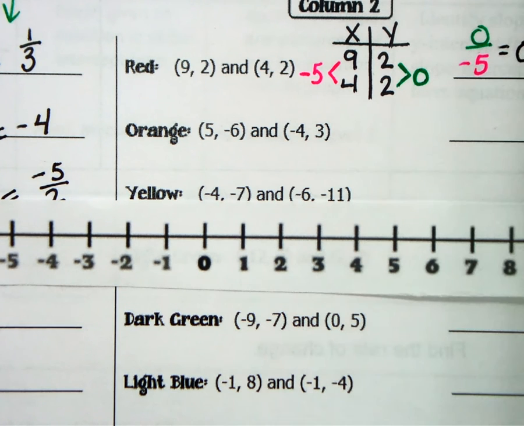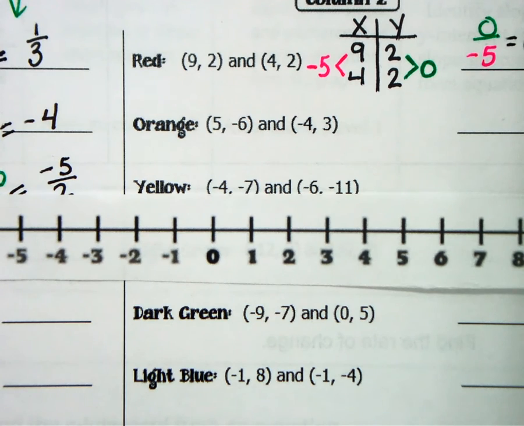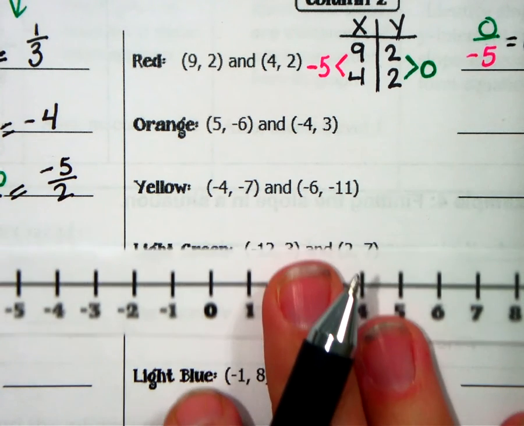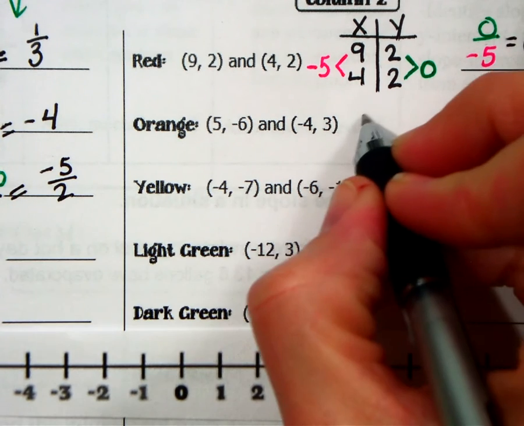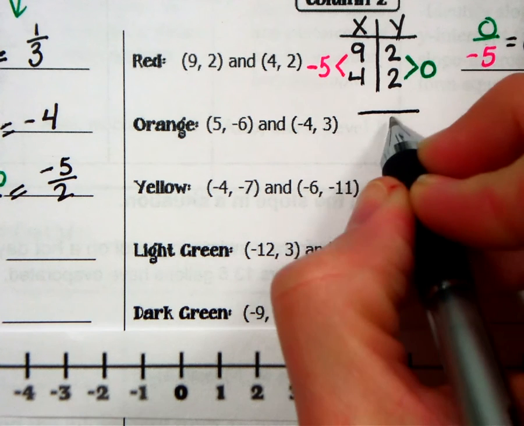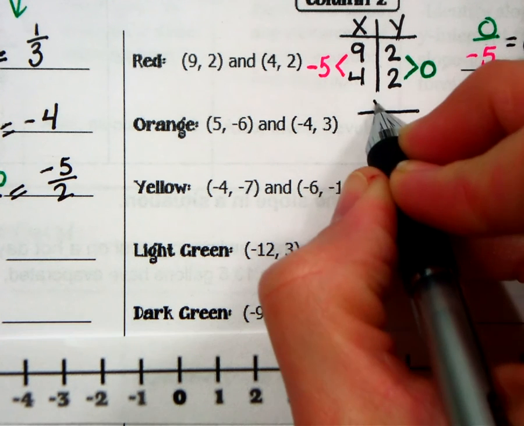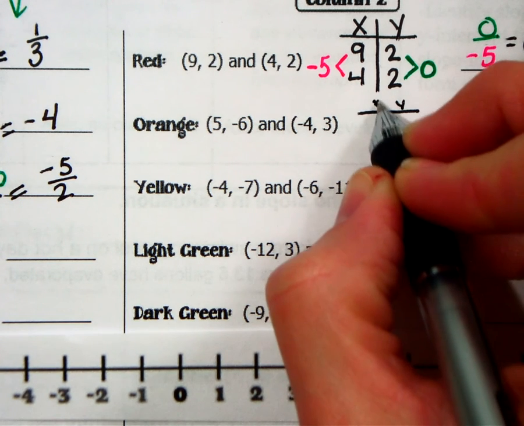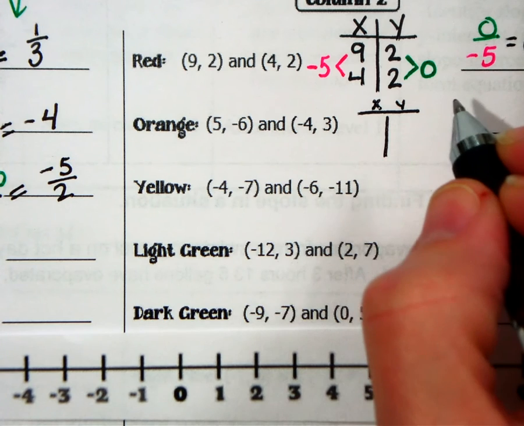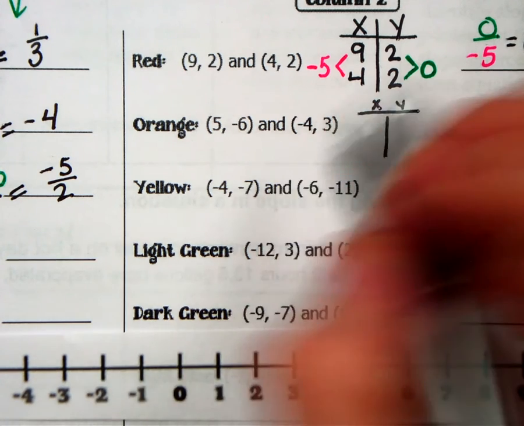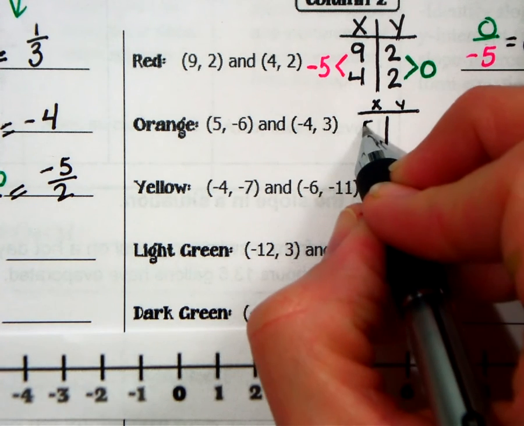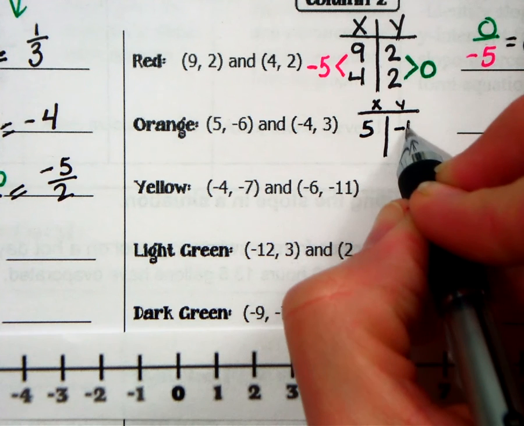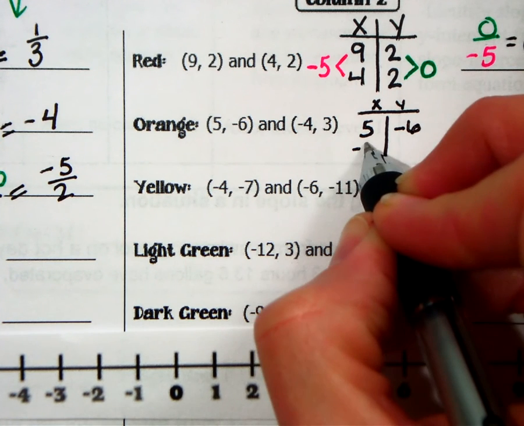Okay. Now, I'm not convinced that that was enough to know exactly what's going on, so let's practice again. Okay, so we're going to make a little table. X's and Y's. And we put the points into the table. So 5, negative 6 goes first, then negative 4, and 3. Okay.